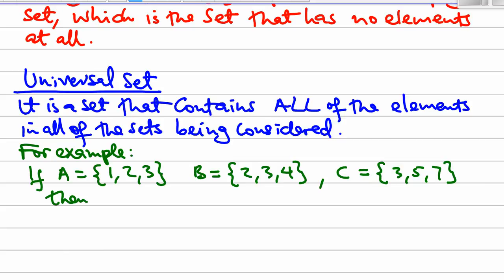the universal set. The symbol used for the universal set looks like an E. So it's something like that. The universal set will be represented by, now remember what a universal set is. It's a set that contains all of the elements in all of the sets being considered. And here we're considering sets A, B, and C. So the universal set will contain all of these. So it will contain 1, 2, 3, 4, 5, and 7.